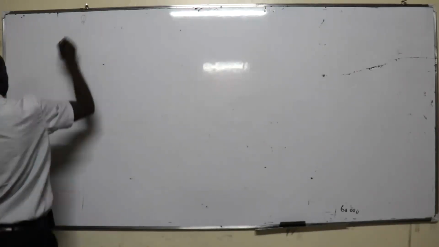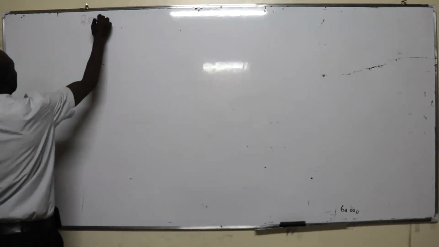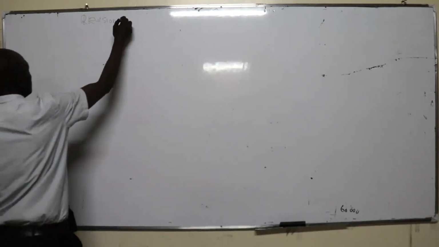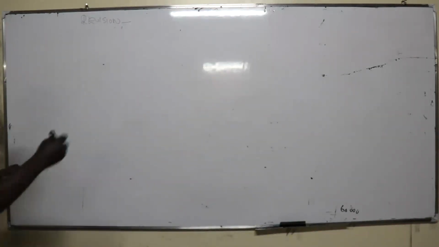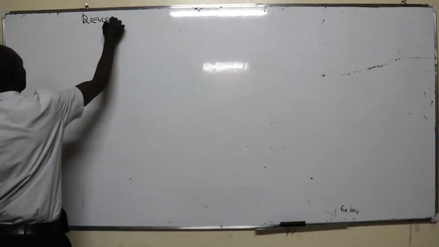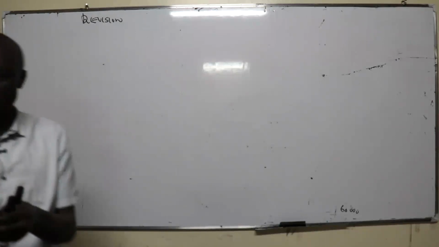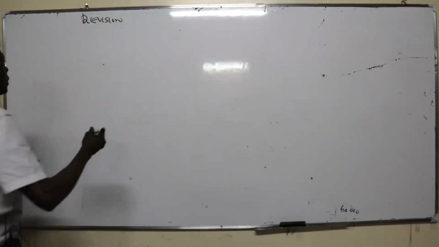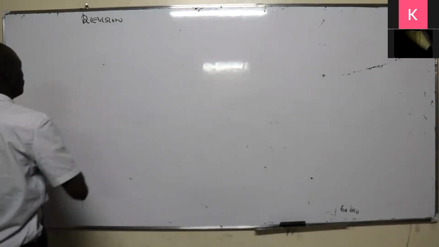So we are doing revisions. We are doing block revision. We're doing block revision and we're doing marginal and absorption costing.